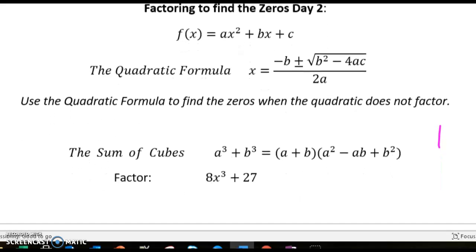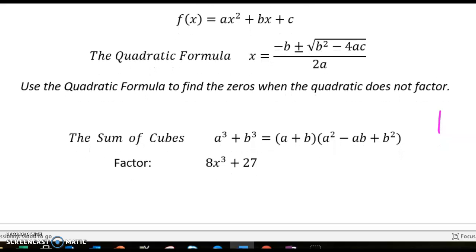When you have a quadratic in the form ax squared plus bx plus c, a is the coefficient of the x squared term, b is the coefficient of the x term, and c is the constant. The quadratic formula is used to find the zeros: negative b plus or minus the square root of b squared minus 4ac, all over 2a. No x's, there are only the coefficients that we're using.